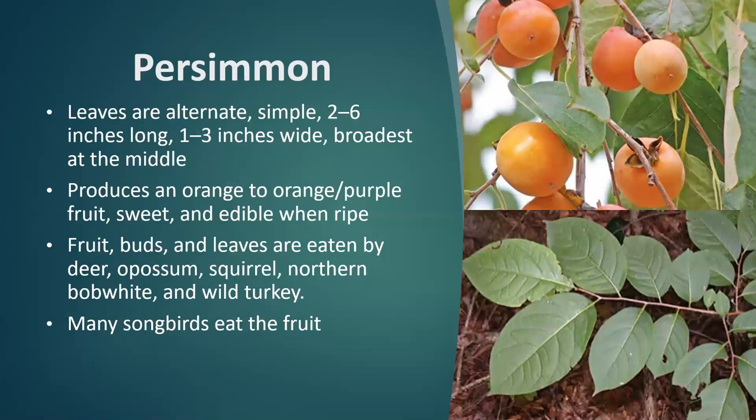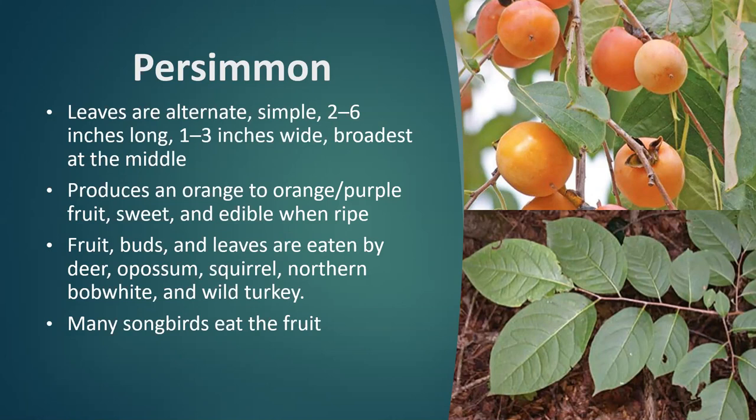Next tree is the persimmon. The leaves on this tree are alternate, simple, and usually 2 to 6 inches long, 1 to 3 inches wide. They're the broadest in the middle, as you can see in the bottom picture here. They produce an orange to purple fruit. It is sweet and it is edible when it is ripe. The fruit, buds, leaves are eaten by deer, possum, squirrel, northern bobwhite, and wild turkey. Many songbirds do eat the fruit as well. Lots of wildlife really like the fruit, especially when it's ripe.